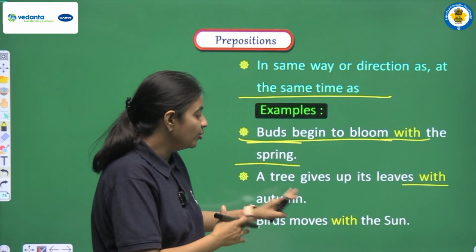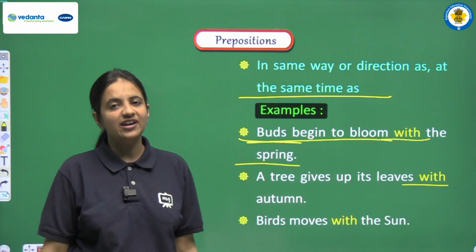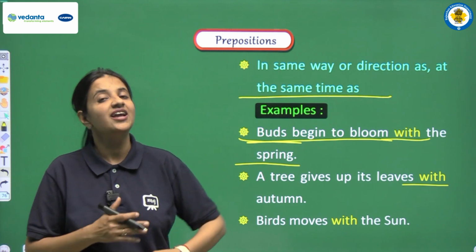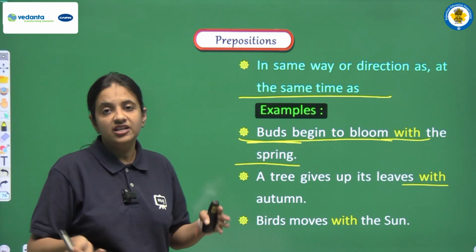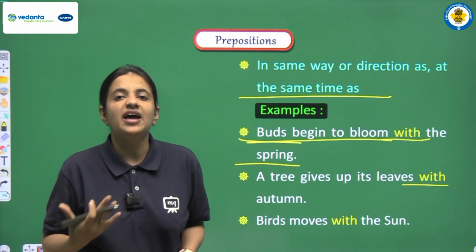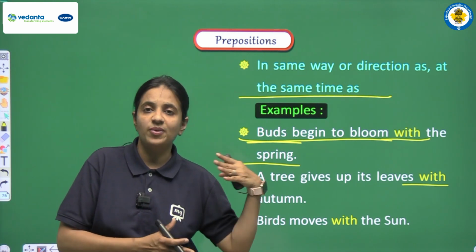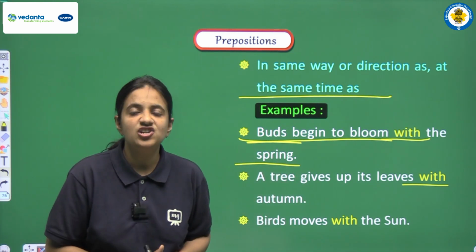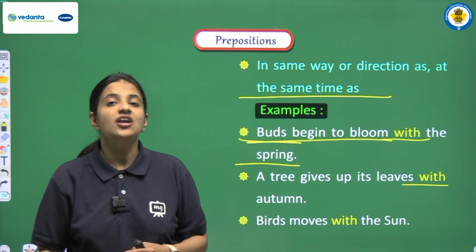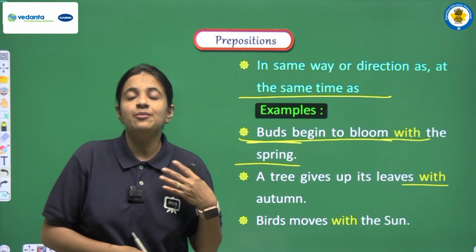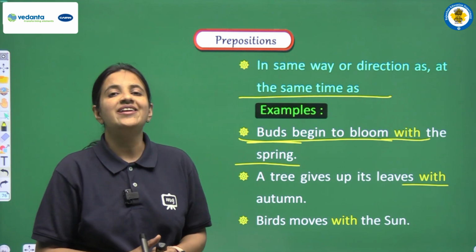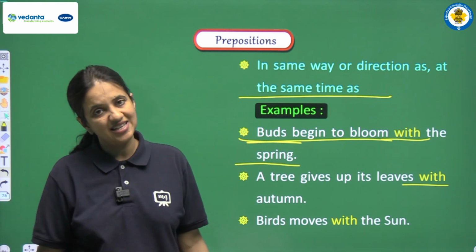Next is, birds move with the sun. So here also we are trying to show the same direction, and we are saying that the birds also move in the same direction as the sun, or we can say with the direction that is followed by the sun. So here we are trying to show the same direction, or the same time. So this is the reason we are having with here in all these examples.